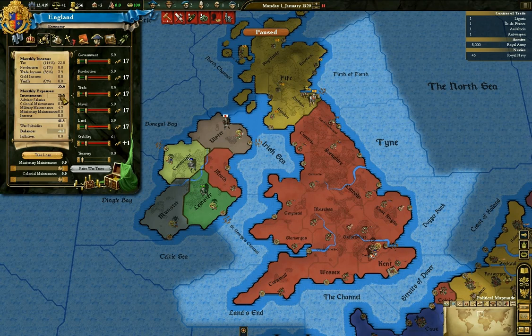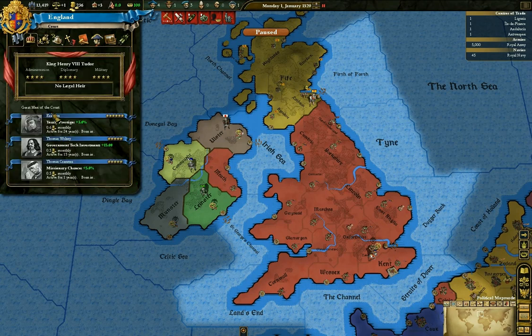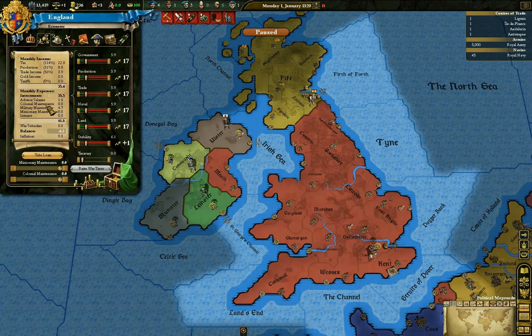And no, you can't really control this. You can't ratchet down spending or stop spending on anything. You just can't do it. But there is a way to kind of adjust that. Advisor salaries, these great men of the court, they cost money every month. Not very much, but it does add up.